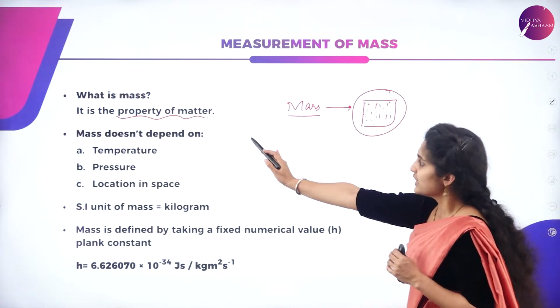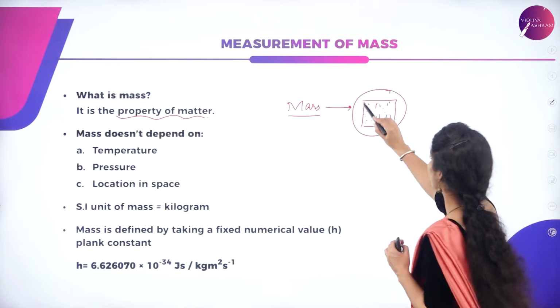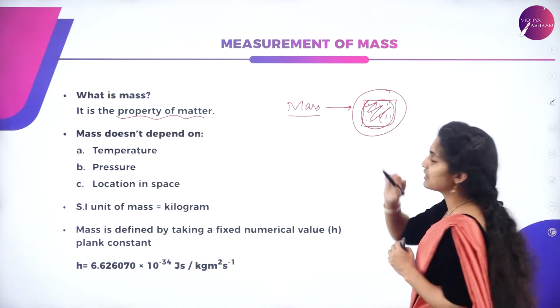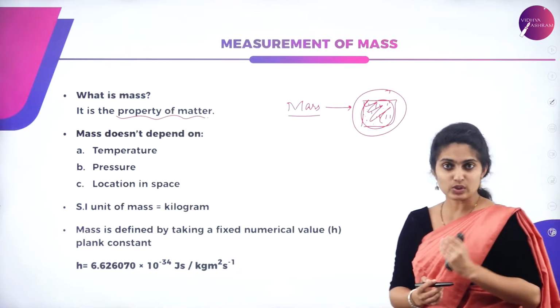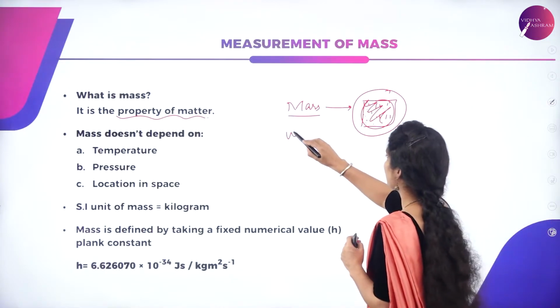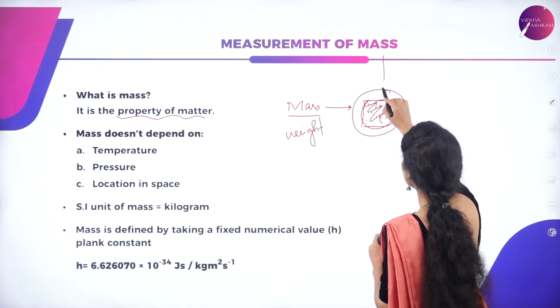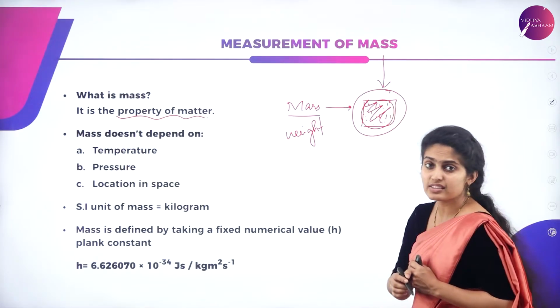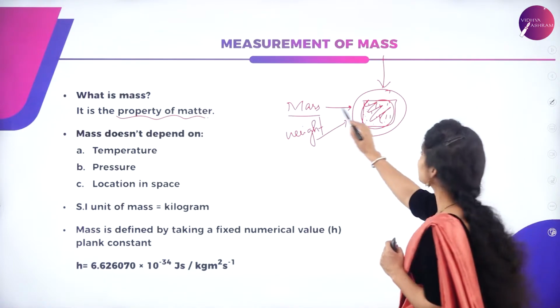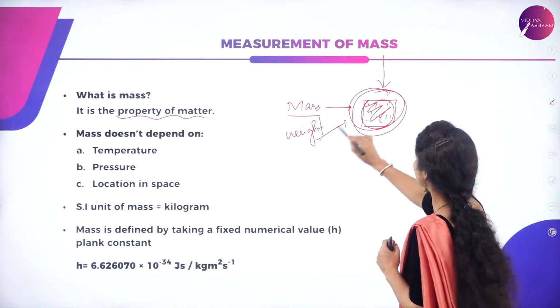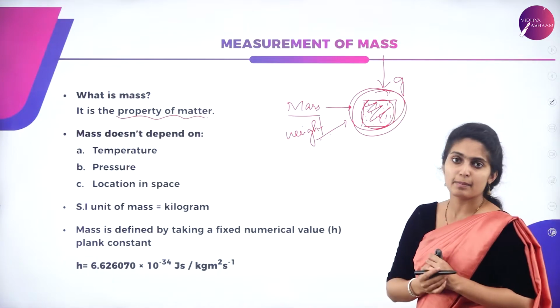So what is mass? It is a property of matter. The property which is present in this matter is called mass. But what is weight? Weight is nothing but the gravitational force which is acting over this mass. So mass means only this part, weight means g as well as mass.